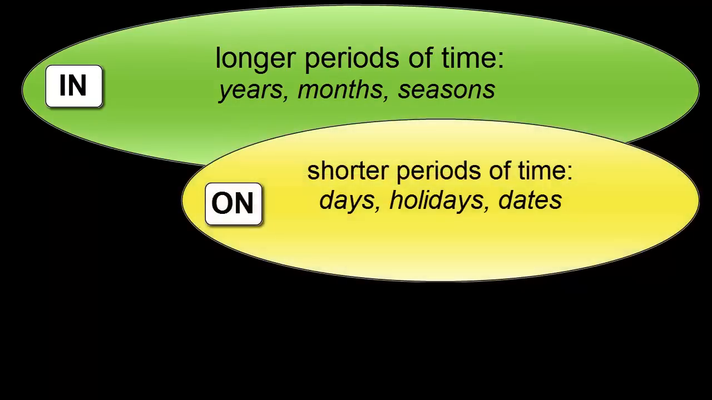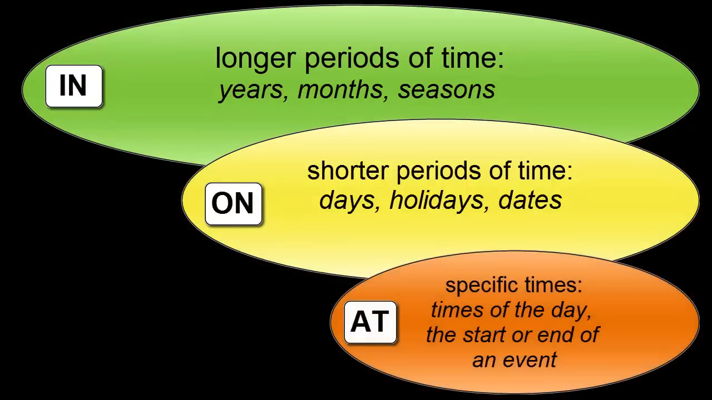Let's review before we try an exercise. We use in with longer periods of time, such as years, months, seasons. We use on with shorter periods of time, such as days, holidays, and dates. We use at with very specific times, like times of the day or the start or end of an event.